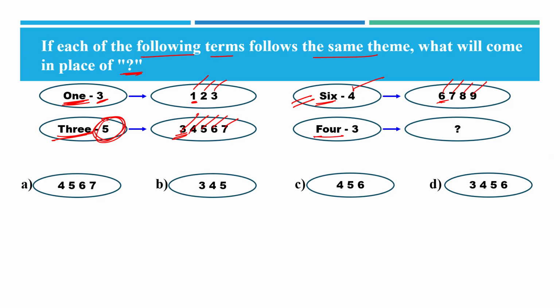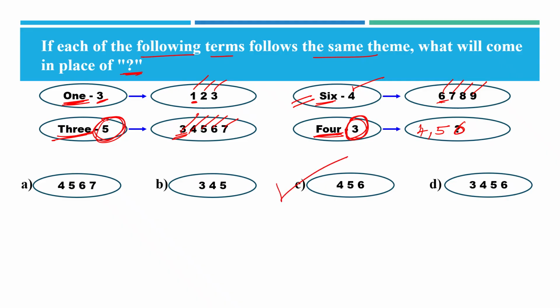And as you see here, the number name is 4. So let's note down 4. And since here it is 3, we'll have to note down 3 numbers starting from 4. So it's 4, 5, and 6. Therefore, the answer is option C.